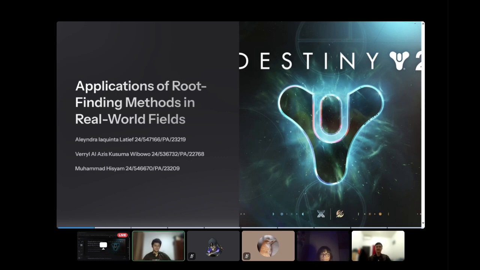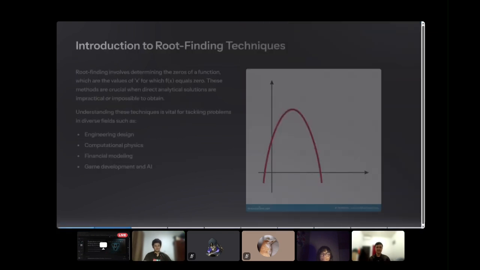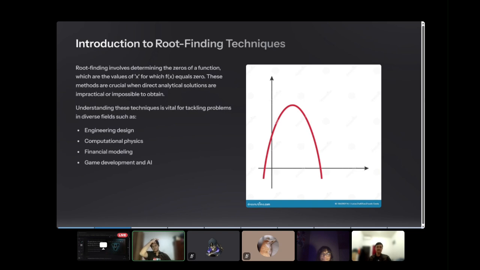And today we're showing you our presentation on applications of root finding methods in real world fields. So, introduction to root finding techniques: root finding involves determining the zeros of a function, which are the values of x for which f(x) equals 0. These methods are crucial when direct analytical solutions are impractical or impossible to obtain. Understanding these techniques is vital for tackling problems in diverse fields such as engineering design, computational physics, financial modeling, and game development in AI.